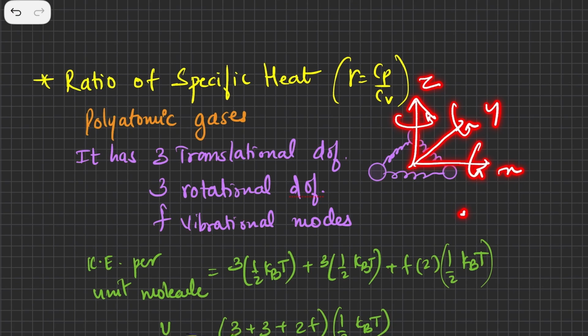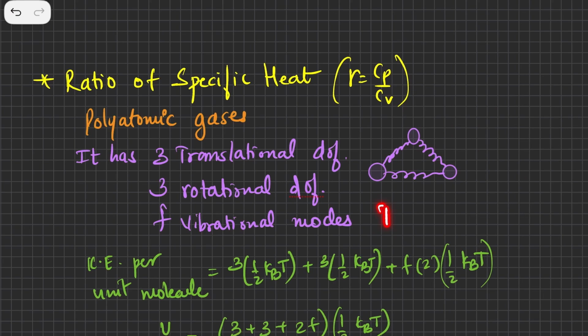And nowhere is the moment of inertia going to go 0. So the moment of inertia will never be 0 for a polyatomic gas which has a molecule of this kind of shape. These are called non-linear molecules. The atoms are not in a line, they are non-collinear. So in this case the molecule can rotate around the x axis, y axis and z axis. So it has 3 rotational degrees of freedom.